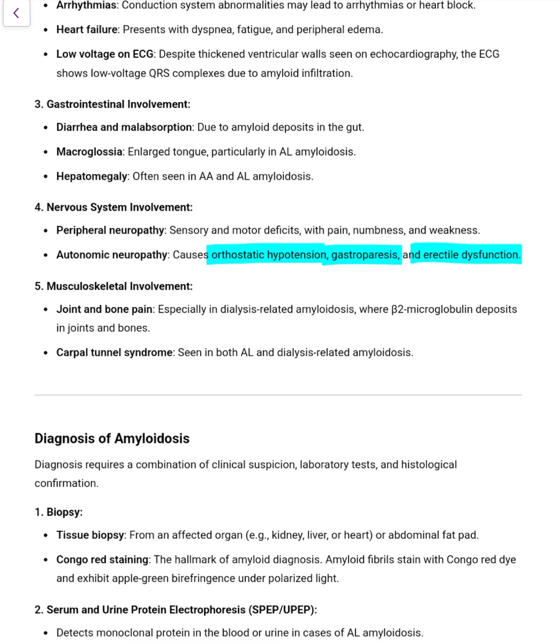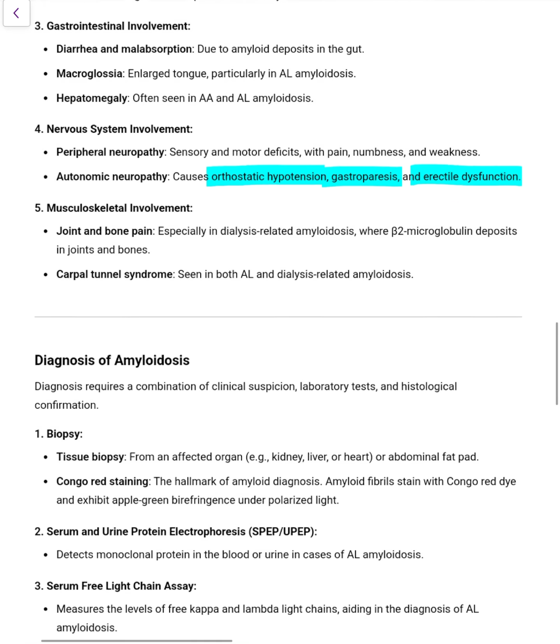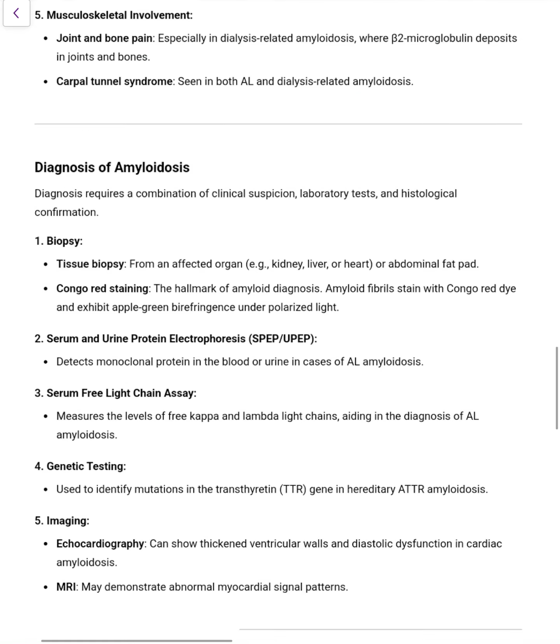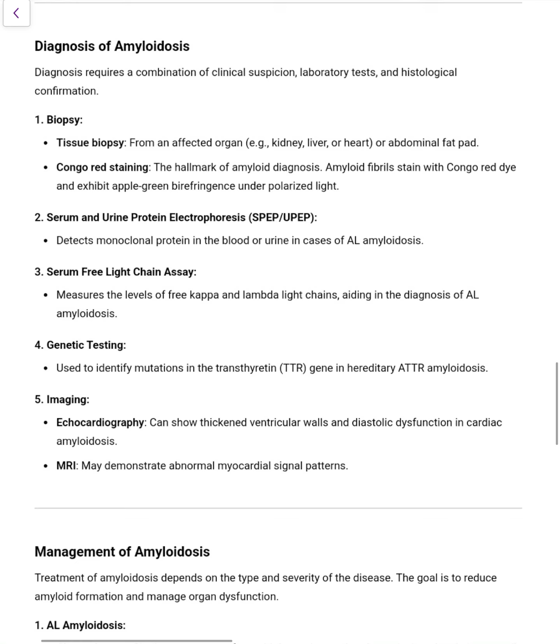Musculoskeletal involvement: joint and bone pain, and carpal tunnel syndrome, like we saw especially in the case of dialysis related amyloidosis. Okay, now coming to the diagnosis of amyloidosis. It needs a combination of clinical suspicion, laboratory tests and histological confirmation.